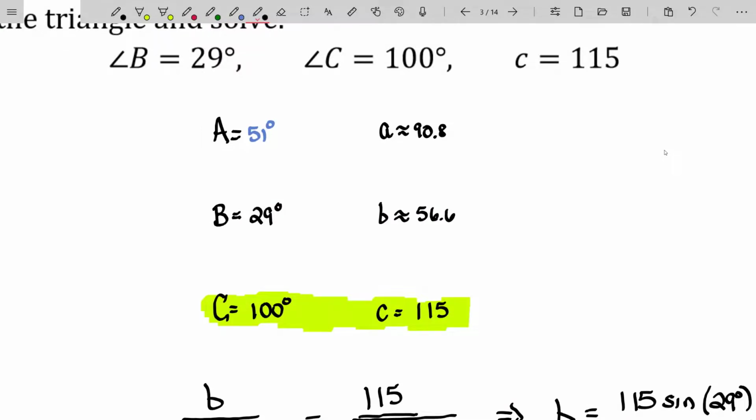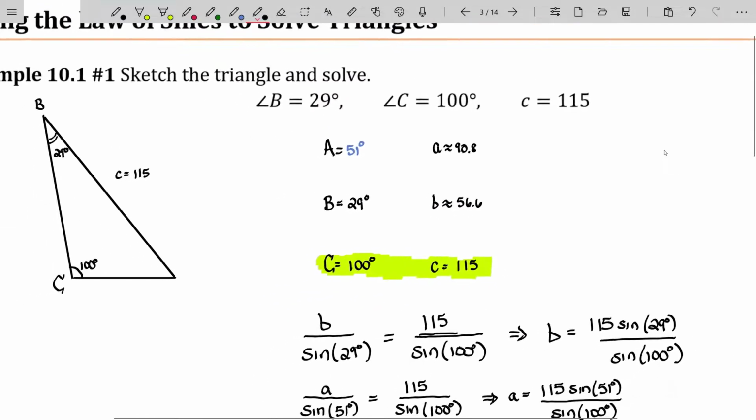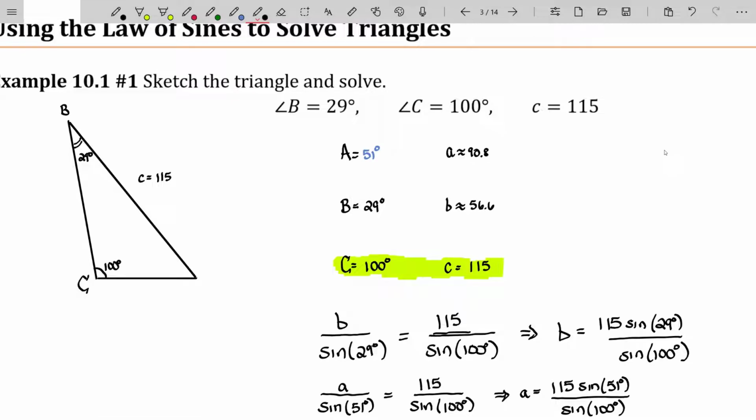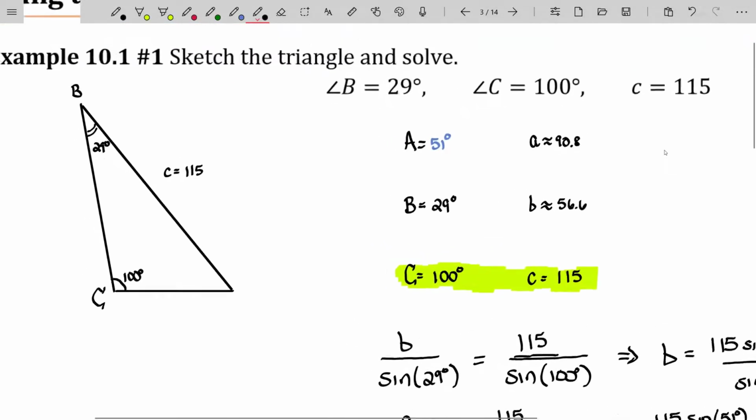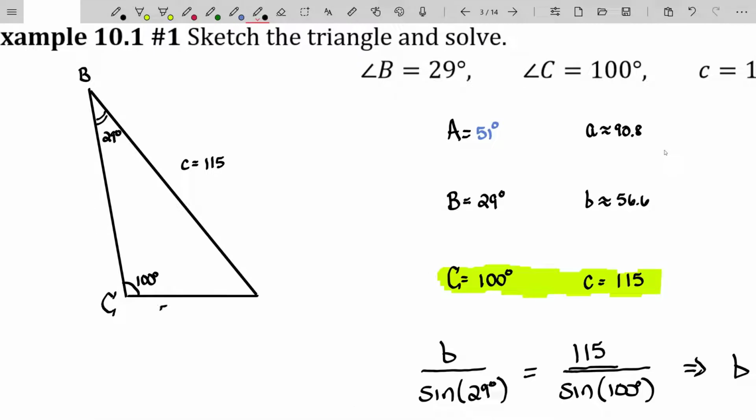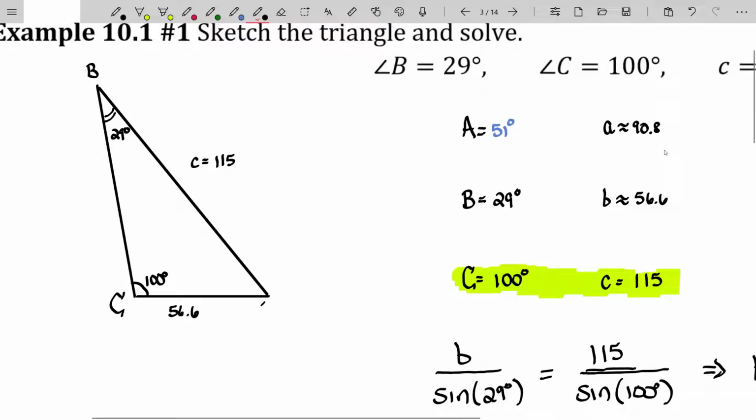And there you have it. We filled out the entire table. And so now we know all the information we need to know about this. So the side opposite angle B is roughly 56.6 in length. The side opposite angle A, that's angle A right there, is roughly 90.8 in length. And by the way, angle A itself was 51 degrees. So there you go. We've filled out the triangle.